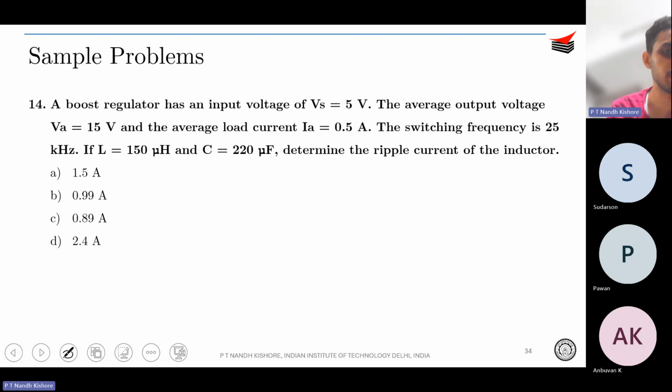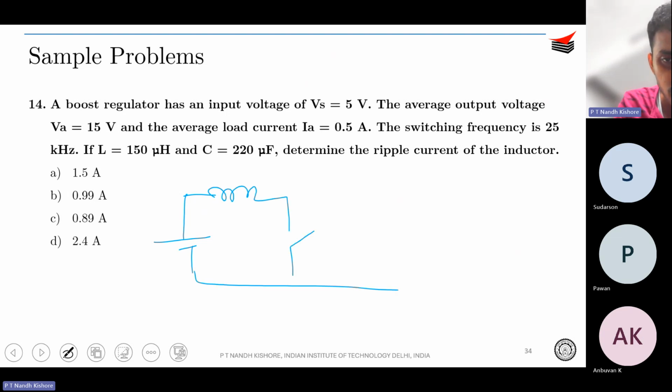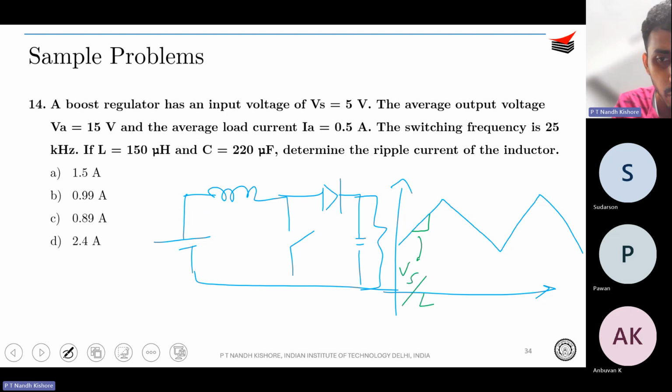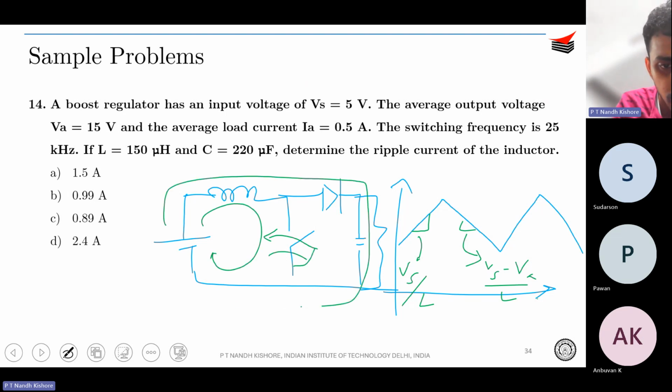So if there is something like this, just draw the boost converter. You have the inductor over here, you have the switch, and then you have a diode, right? And draw the inductor current waveform as well. So what is the voltage over here? Inductor voltage is going to be Vs over L, that's the slope. And over here, it's going to be Vs minus Va over L, right? Because when the switch is on, inductor current charges, and when the switch is off, the inductor current discharges.